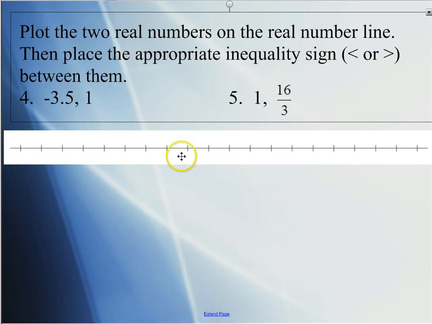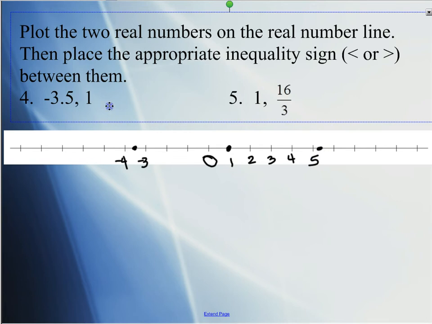This time we're going to plot the numbers, so let's choose some place for 0 to be. So we'll put the 0 right there. And then -3.5, 1, 2, 3, there's your -3, and there's your -4. So -3.5 would be about right there. +1 would be right there. We have +1 here again, and then 16/3, 1, 2, 3, 4, 5 would be 5 1/3, so it's going to be a little bit bigger than the 5.